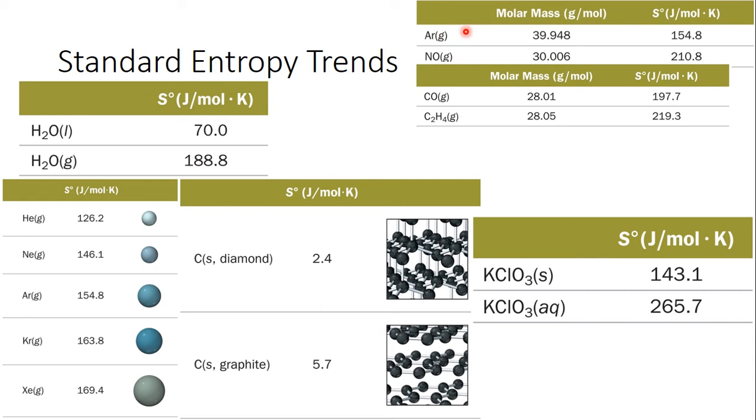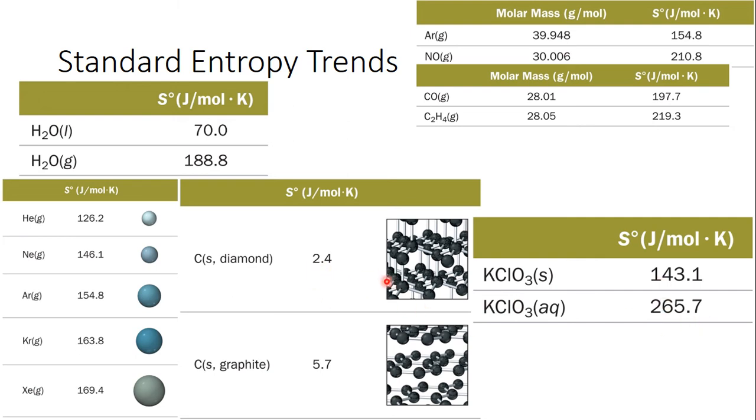Now here, we're looking at bonds. So argon is heavier than NO. However, NO has a bond, argon doesn't. So NO has higher entropy. Same thing here with CO and C2H4. Same weight, but C2H4 has more bonds than carbon monoxide, so it gets a bigger value of entropy. When you dissolve a solid into aqueous, you are making your salt, in this case, more chaotic, so an increase in entropy.